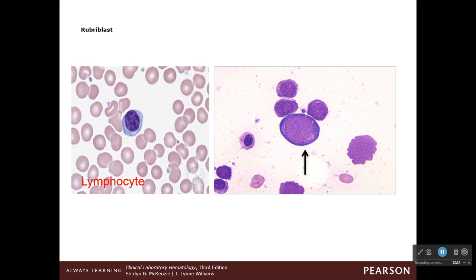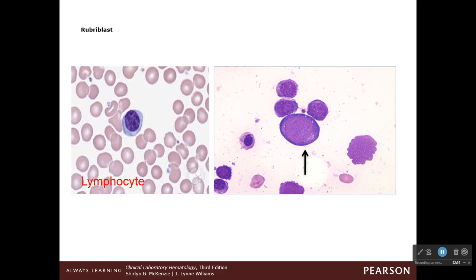Questions about that? All right, listen to me. You're responsible for this now. This cell, you have to know what this cell is. If I put a cell on your test, you have to know what it is. You have to be able to call it. That's a rubriblast. That's a pronormoblast.